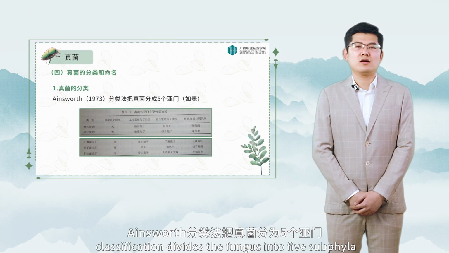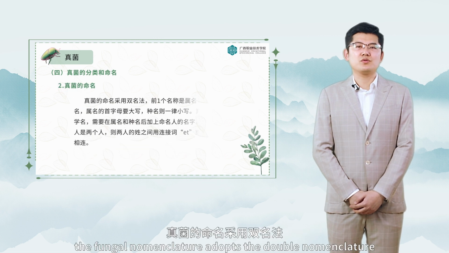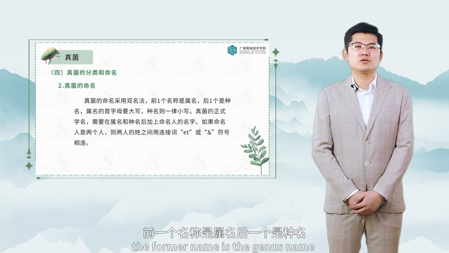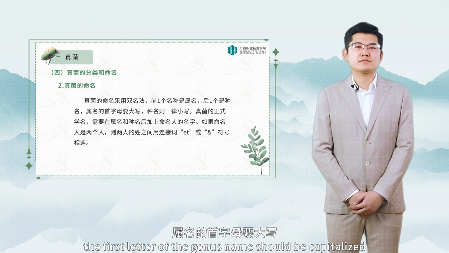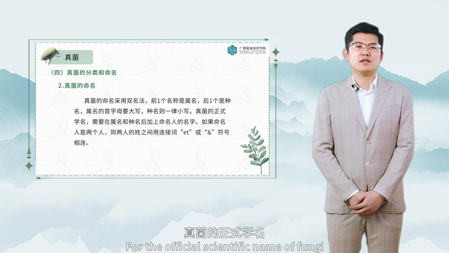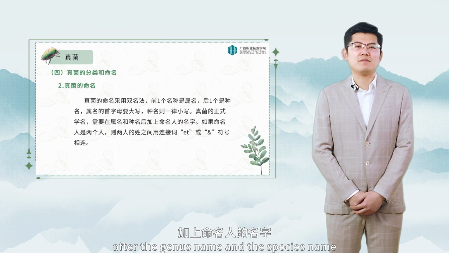The Ainsworth classification divides the fungus into 5 subphyla. The nomenclature of fungi. The fungal nomenclature adopts the binomial nomenclature. The former name is the genus name, and the other is the species name. The first letter of the genus name should be capitalized, and the species name is all lowercase. For the official scientific name of fungi, it is necessary to add the name of the person after the genus name and the species name.